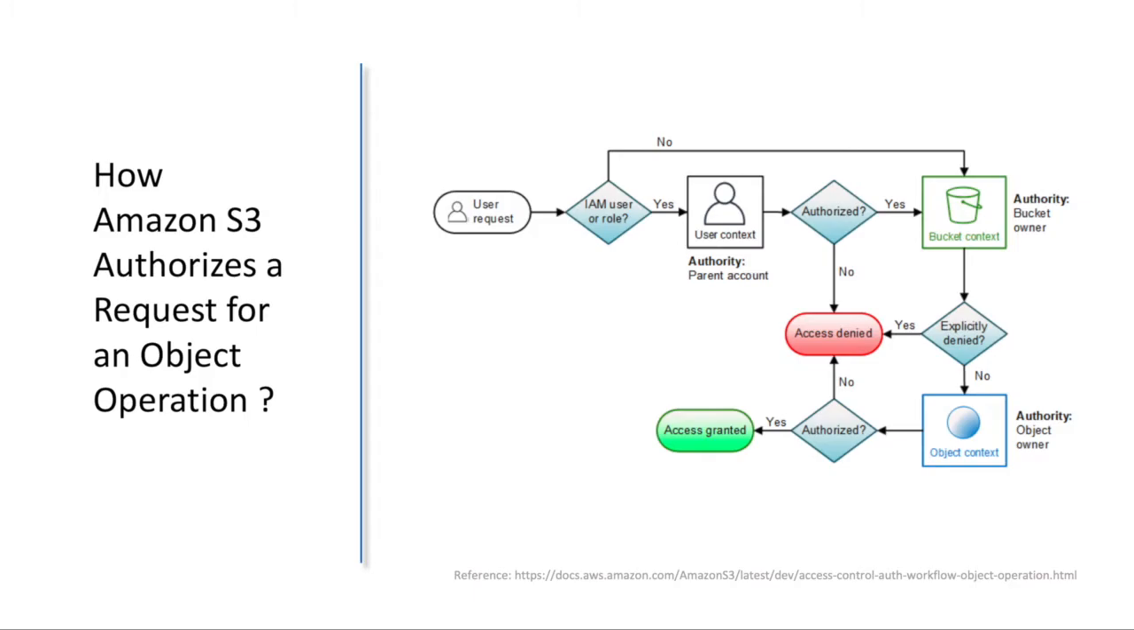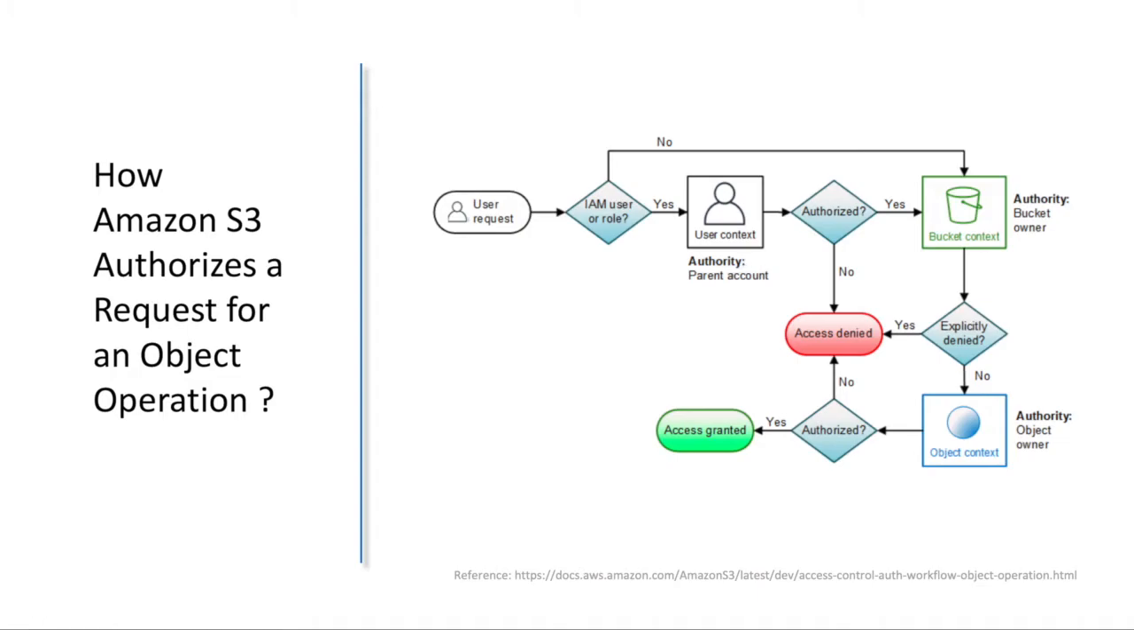Now, in case of object operation, an object context also comes into play. So, as usual, a user request would be made for an IAM user, and based on the user context, we authorize it or deny it. Now, at the bucket level, please note it is mentioned explicitly denied. It doesn't have the rights to allow, but it has the rights to deny whether I deny access to an object which is created by a different account but is within the bucket which I have created. Okay. So user context, the account owner will tell whether I allow my user to be authorized or not.